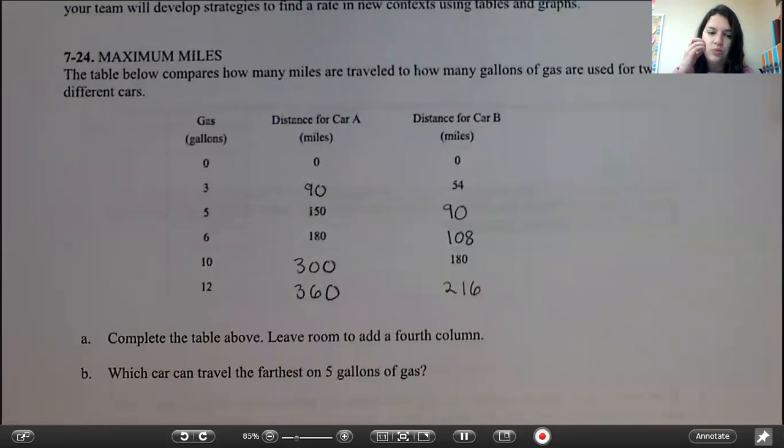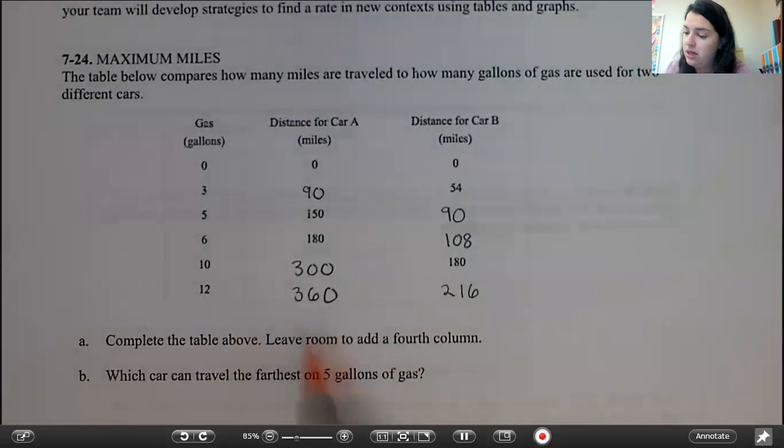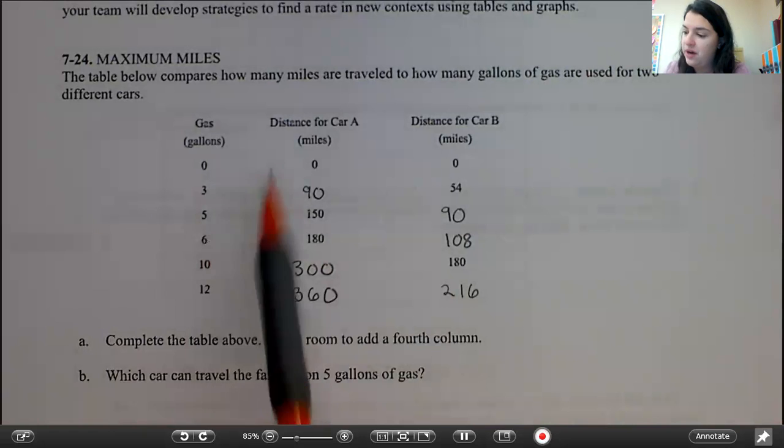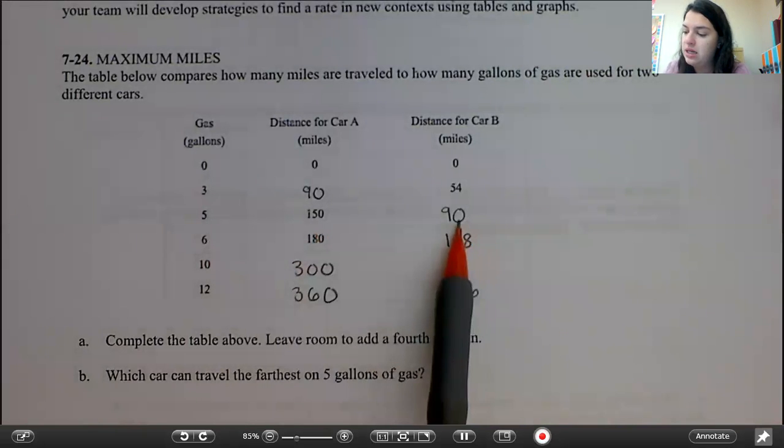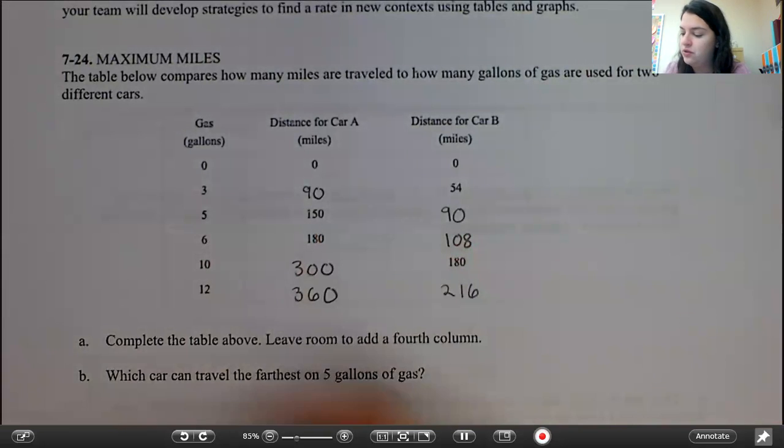So part B says, which car could travel the farthest on 5 gallons of gas? So go ahead and pause and answer that. Hopefully you said, okay, we needed to look up here, 5 gallons of gas: car A travels 150, car B travels 90, so therefore car A travels farthest.